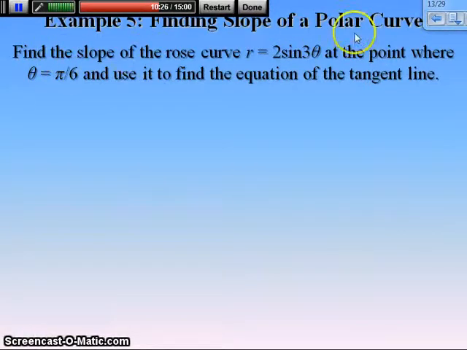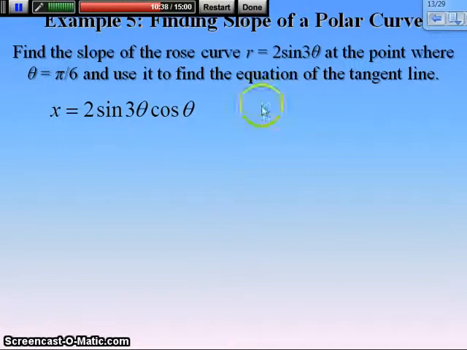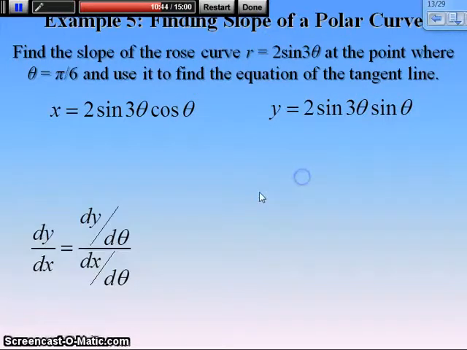Alright, find the slope of the rose curve this, where theta is pi over 6, and use it to find the equation of the tangent line. So now we're getting into some calculus. Alright, x would be this times cosine. Y parametrically would be this times sine.